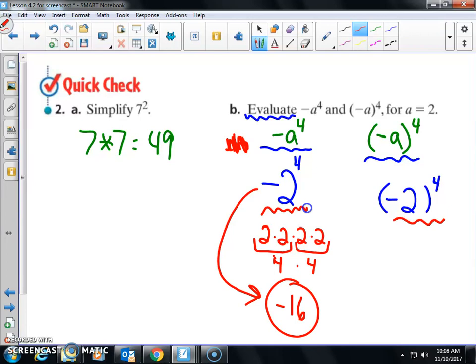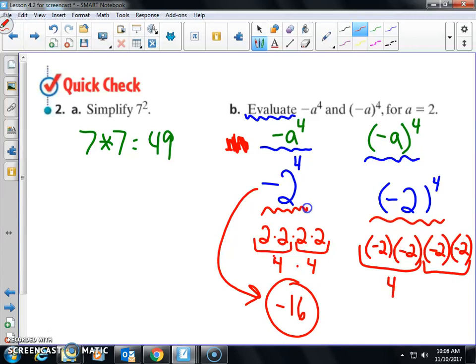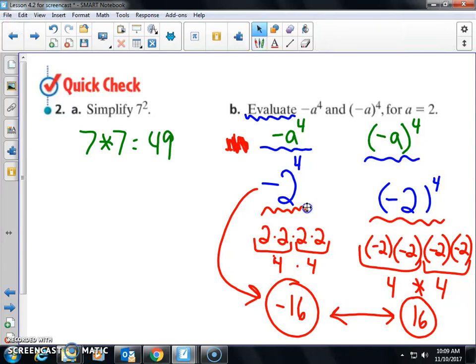This example right here, the negative 2 is all in parentheses, so I need negative 2 as a base written down 4 times. Grouping. Negative 2 times negative 2 is 4, and a 4 again, and 4 times 4 is 16. So 2 different answers. Okay? The negative sign in parentheses makes a big difference.